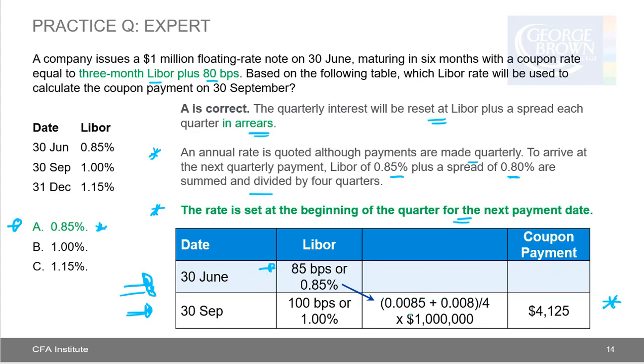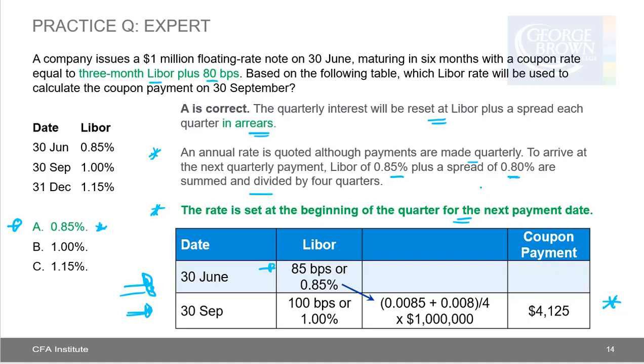So it was 85 basis points, which is 0.0085. Remember, 100 basis points equals 1%, so 0.01. So 85 basis points is 0.0085, plus this, so that was the LIBOR, plus the spread of 80 basis points.